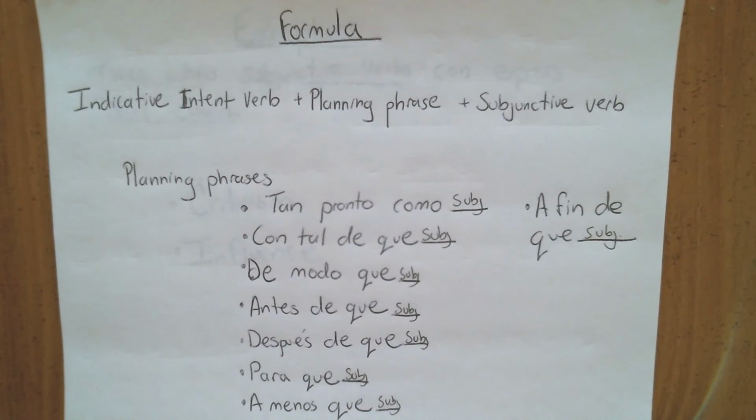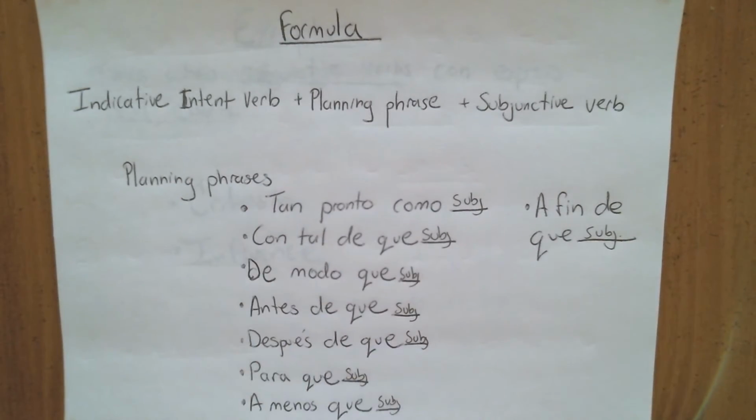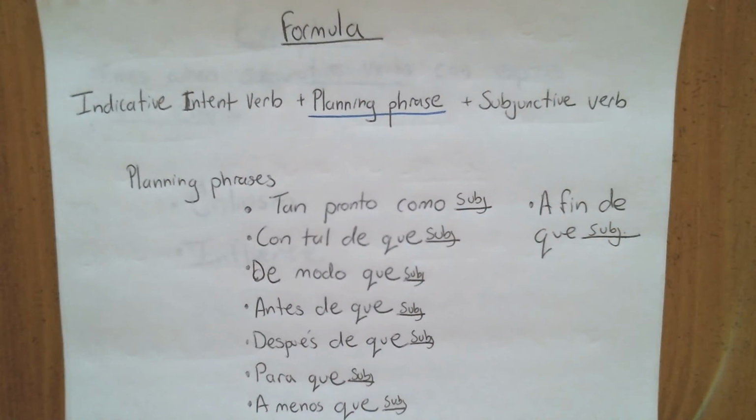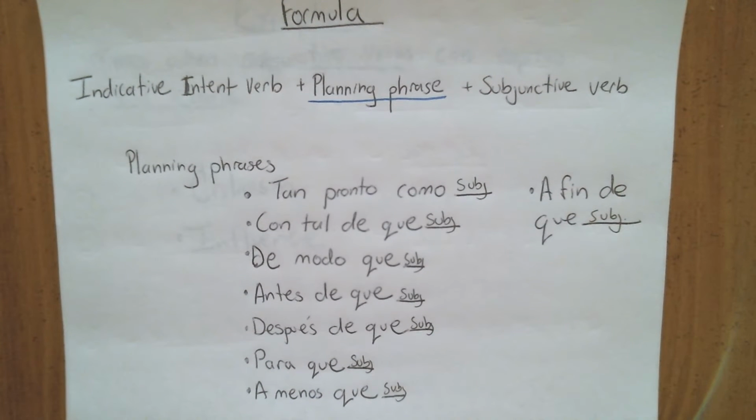And guess what? There's a formula for this one as well. It's usually going to go like this. You'll have some sort of indicative verb expressing intent, then a planning phrase, and then after that planning phrase is going to come your subjunctive verb. So what do I mean by a planning phrase? A phrase that expresses some kind of plan in the future, like tan pronto como, as soon as. Okay? As soon as implies that that thing hasn't actually happened yet, but as soon as it happens, you're going to do this or do that.